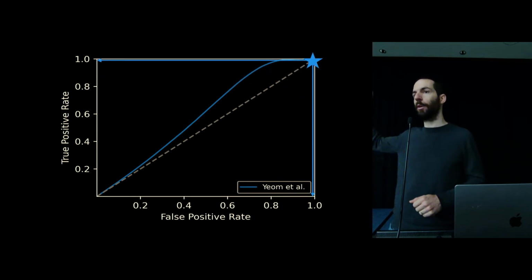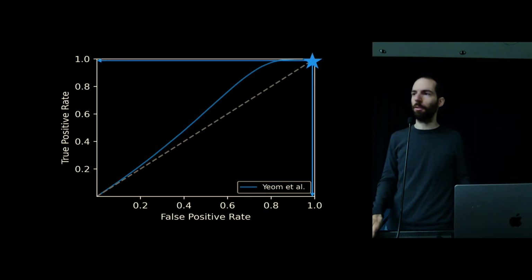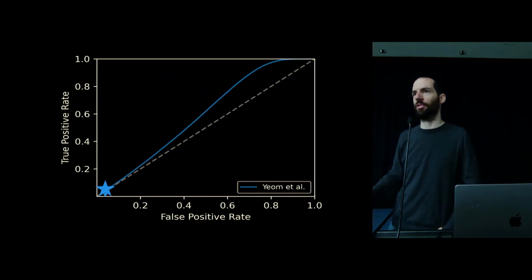Just make your attack always return yes. You'll have a 100% true positive rate. Of course, you make all the errors on false positives. And similarly, it's trivial to be on the bottom left. Just never say anything as a member, and you'll have 0% false positive rate. Of course, you have 0% true positive rate. So what you want is something in the upper left region.